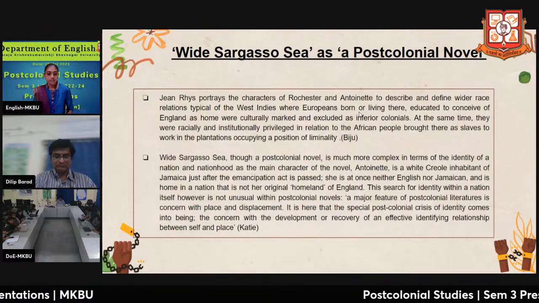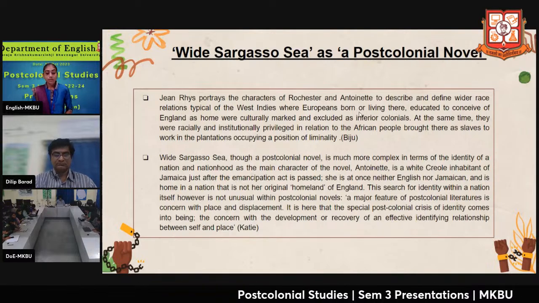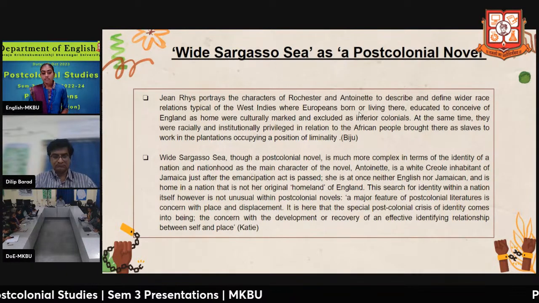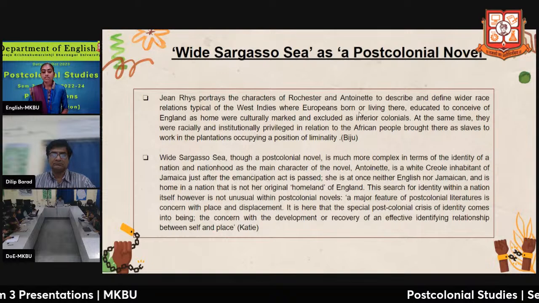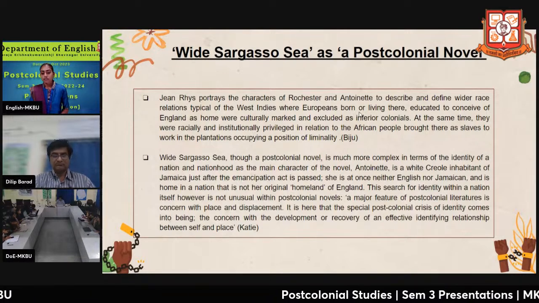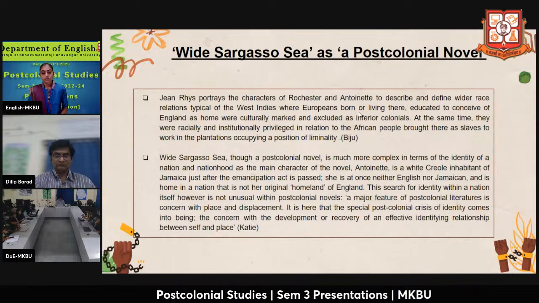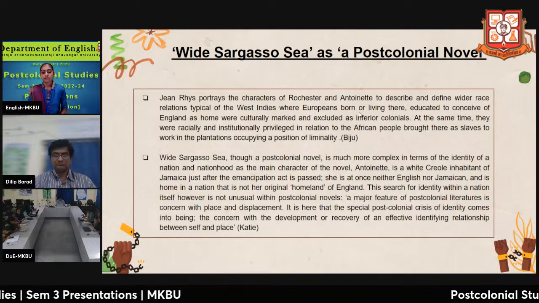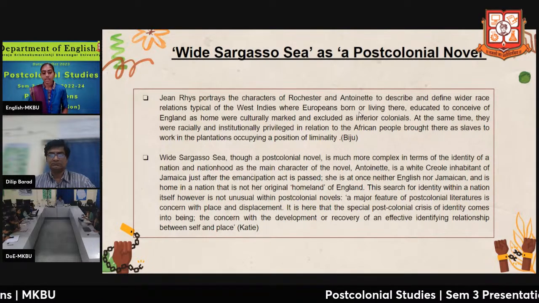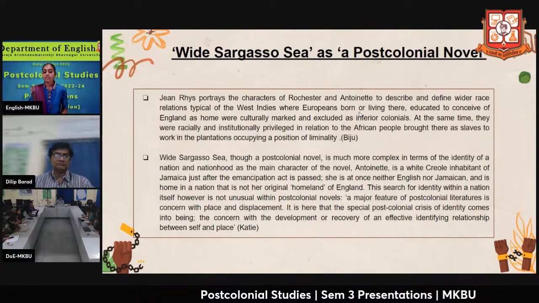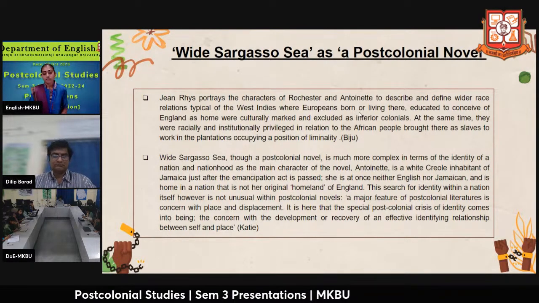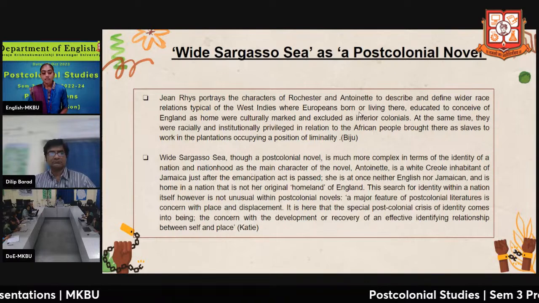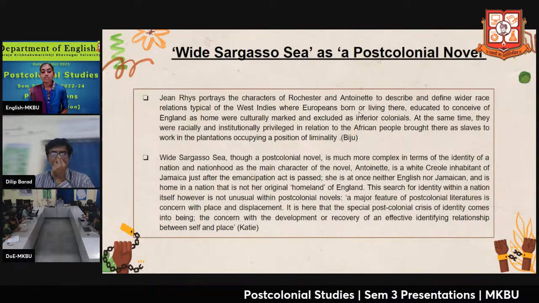eliminate white supremacy through a post-colonial novel is much more complex in terms of the identity of nationhood as the main character of the novel. Antoinette is a white Creole inhabitant of Jamaica just after the Emancipation Act is passed. She is at once neither English nor Jamaican, and is at home in a nation that is not her original homeland of England.